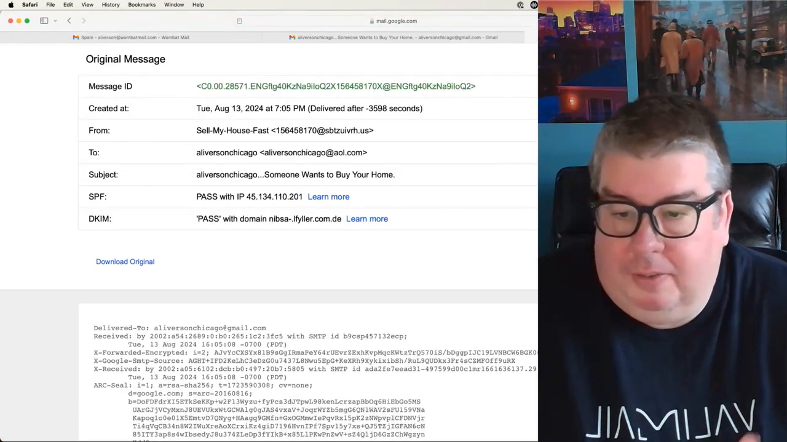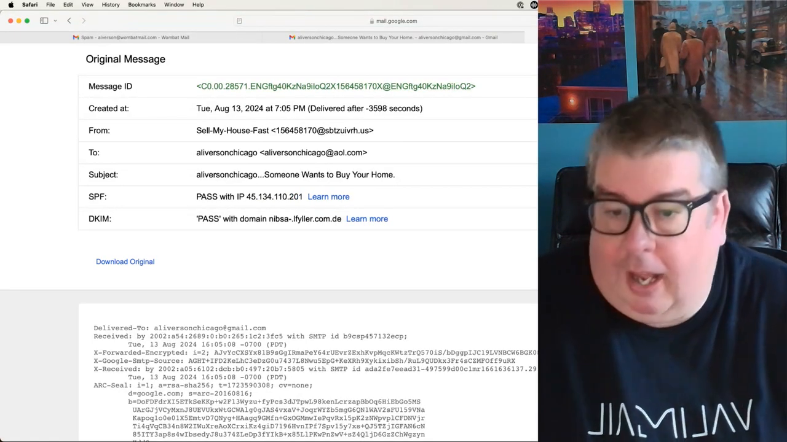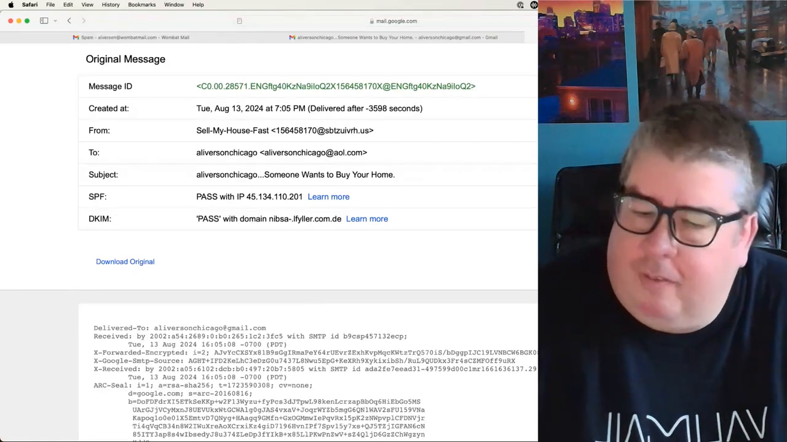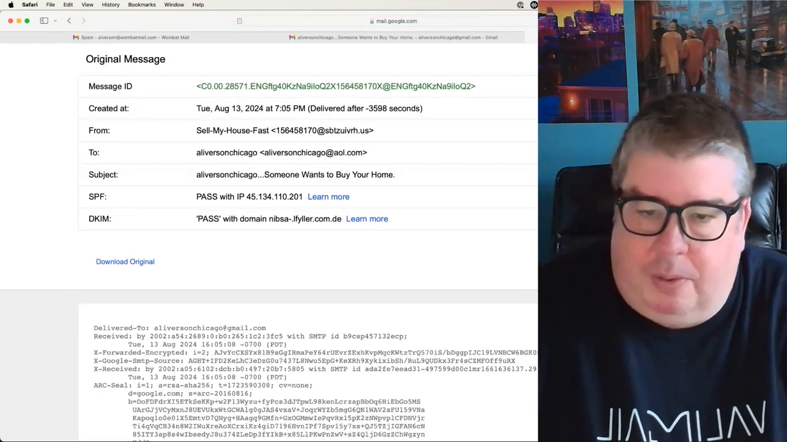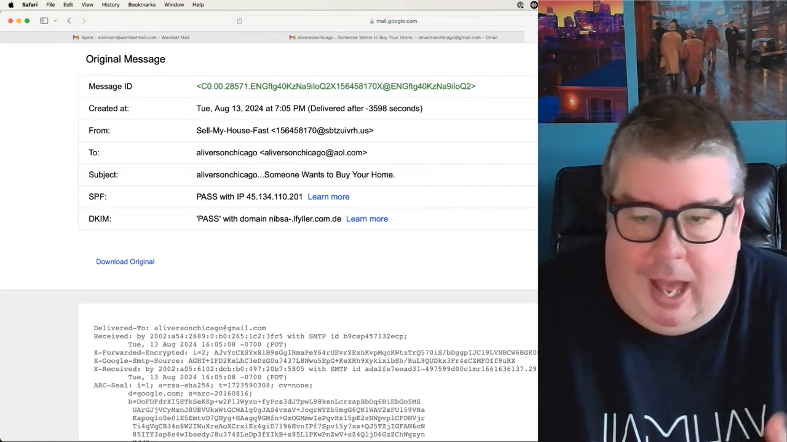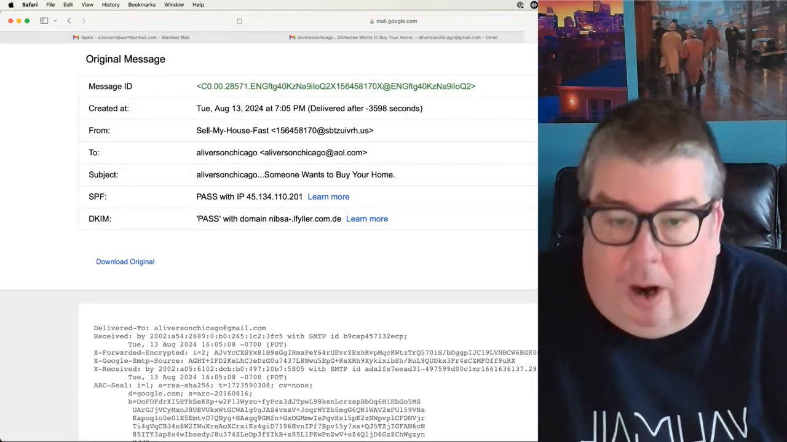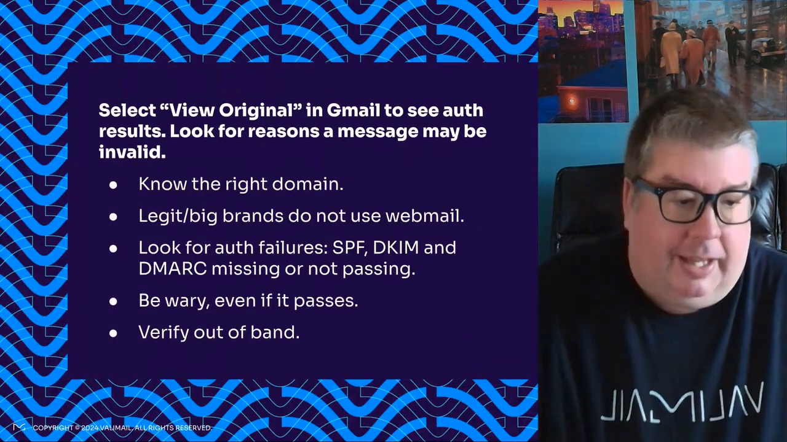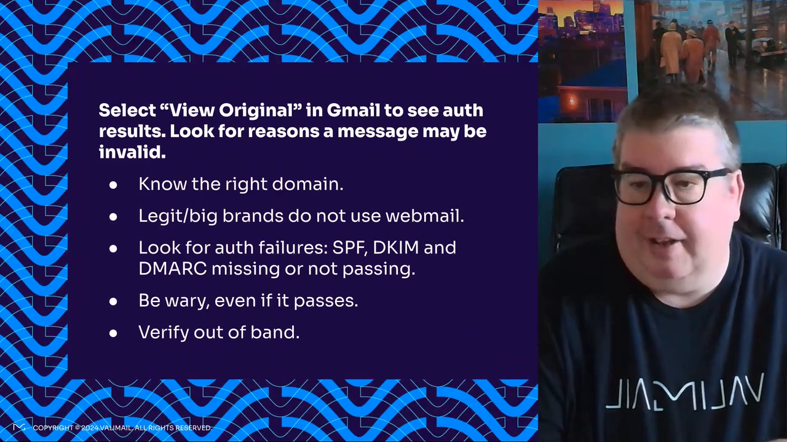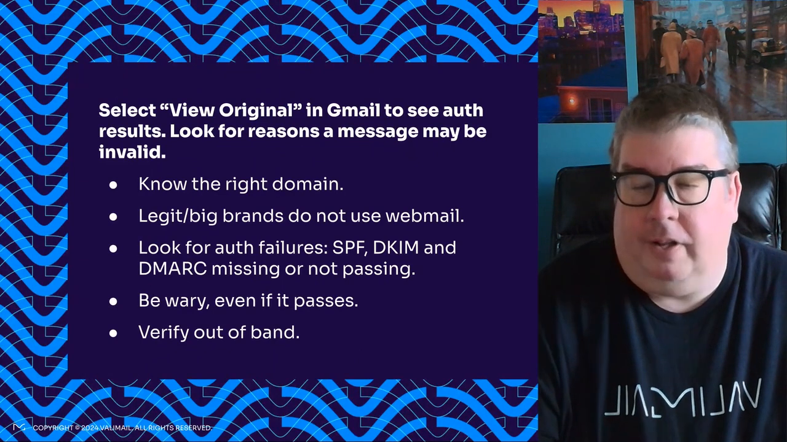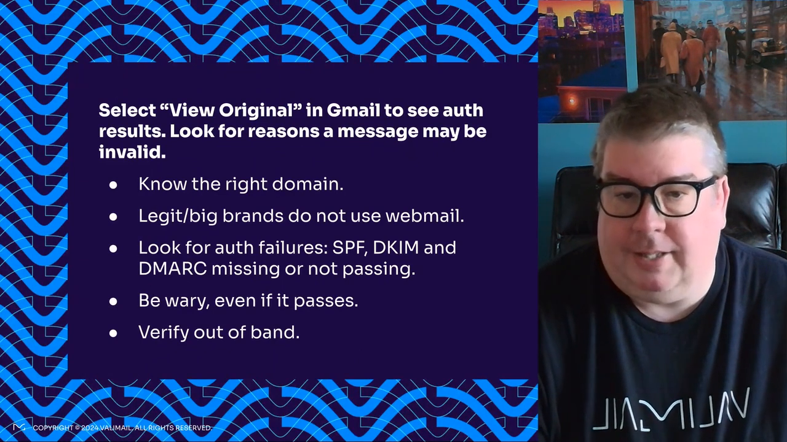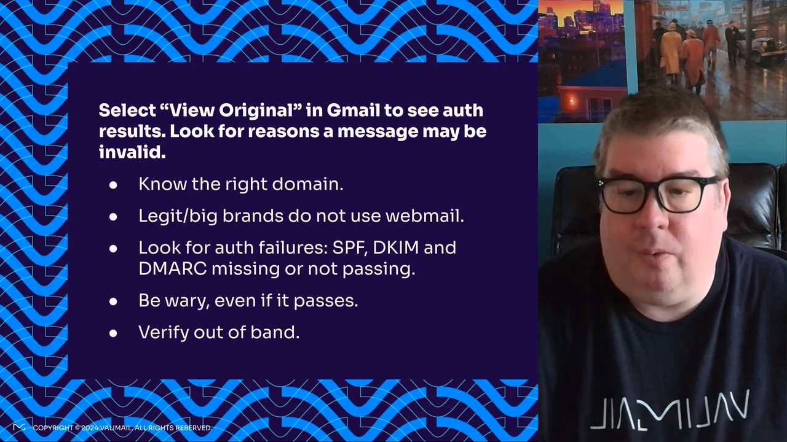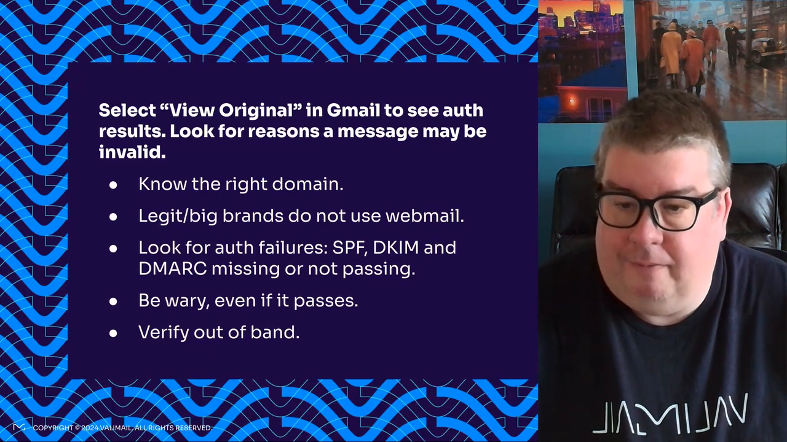Right? There's one more example here where it can pass all the tests, but it's coming from a server in Germany, and supposedly somebody wants to buy my home. It's not anything I legitimately signed up for. It's just junk, garbage. So what did I do to get those results, right? I selected View Original for those messages in my Gmail inbox to see those authentication results. And what was I doing there? I'm looking for reasons that a message may be invalid, right?